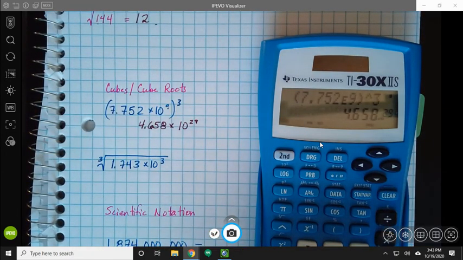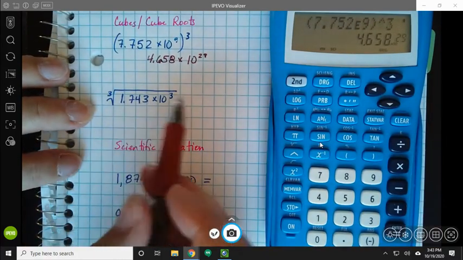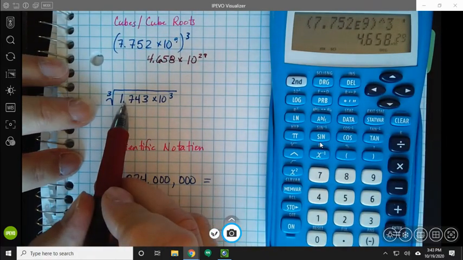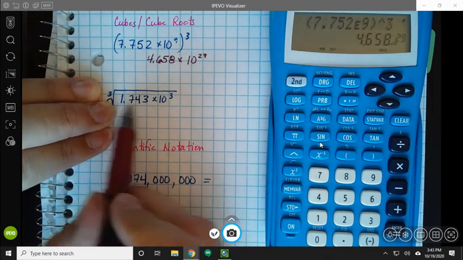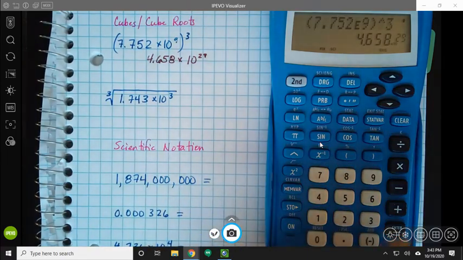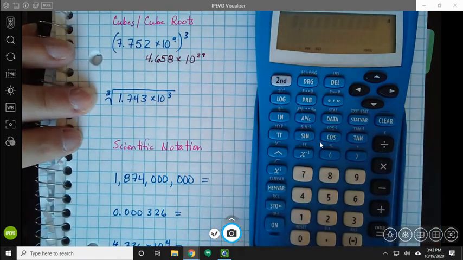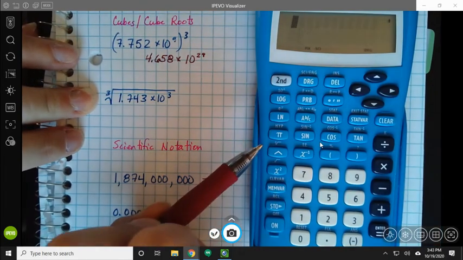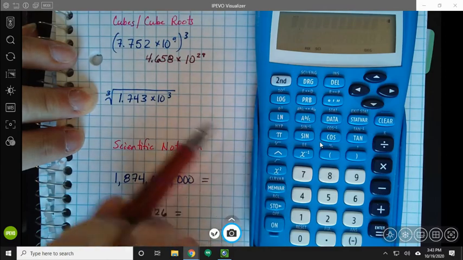All right. Now, if we want to find the cube root, that's just going backward. So what times itself again will give you this number right here? Well, that's a whole lot of figuring to do on your own. Let's not do it on our own. Let's use our calculator. This time, instead of the caret button, we need to use the second function here.